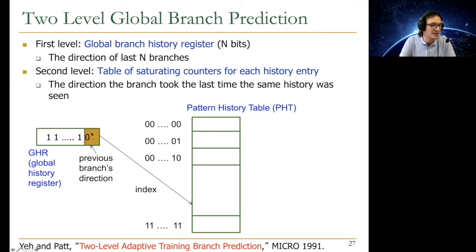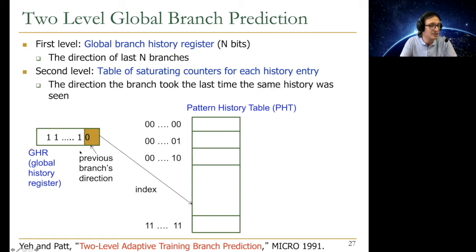So this is the direction of the immediately previous branch. It was not taken, let's say. This is the direction of the previous branch. It was taken. And then you basically go up to the 16th previous branch. It was taken in this case. And you basically use this to index this pattern history table. And the pattern history table is a table of saturating counters for each history entry. It basically encodes the direction the branch took the last time the same history was seen.